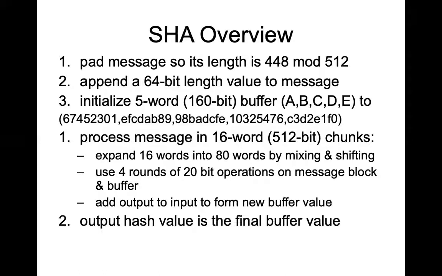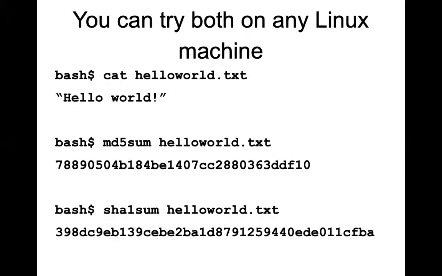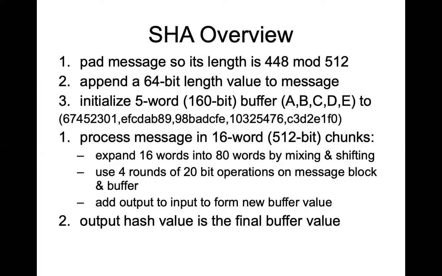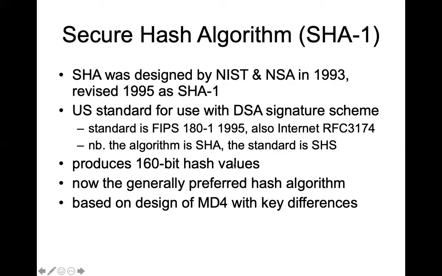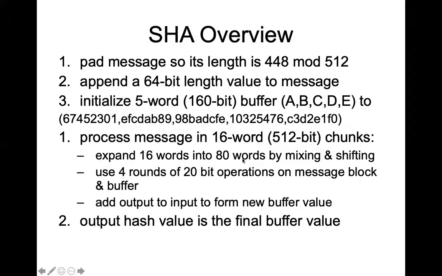So exactly why these things are initialized in this way, why the message is padded in this way, and why the initial vector A, B, C, D, E are set to these values are questions that NSA or NIST can best answer. But this is what the initial parameters as specified in the standard are. And it produces an output that's 160 bits long. SHA-256 produces 256-bit values, and SHA-512 produces 512-bit values.